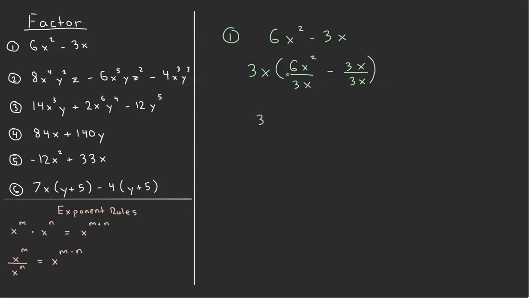We never really read it like this, though. So I'm just going to rewrite this here. We have 3x, a set of parentheses. And then we'll go ahead and do the division. 6x squared divided by 3x. This is where we need to know these exponent rules here. 6 divided by 3 is 2. X squared divided by x would be x to the first power, or just x. We drop our minus sign here. Then 3x divided by 3x is going to be 1.